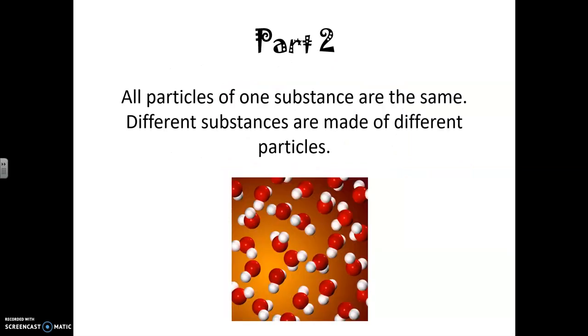Part two of particle theory. All particles of one substance are the same. Different substances are made of different particles. So this picture again of water, notice that every molecule is the same, even if they're flipped upside down or sideways or turned around. Every molecule has this one red and the two white. Okay, that's just our definition of water. And so if we have water, we have something that looks like that.